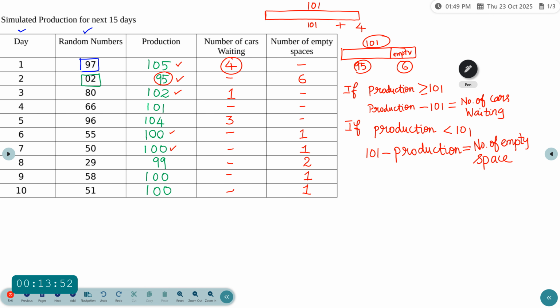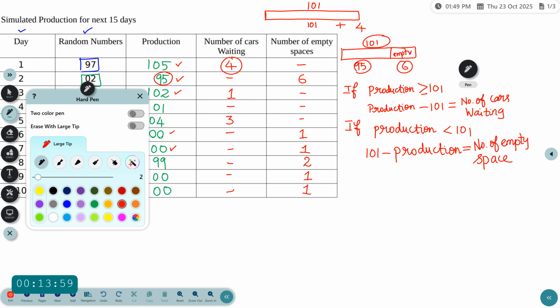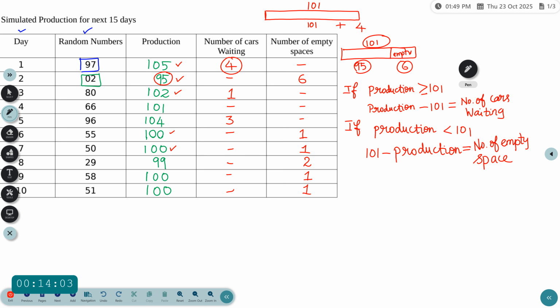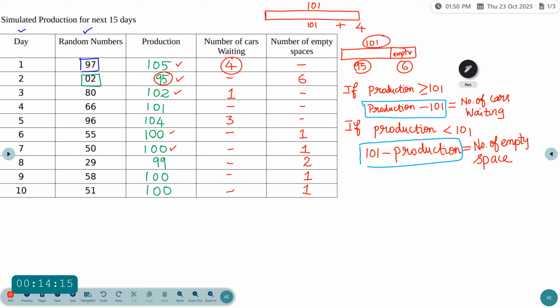So just remember that production value greater than 101 means production minus 101. If production value is less than 101, it means 101 minus production. So using these two formulas, fill the two column values, number of cars waiting and number of empty spaces.